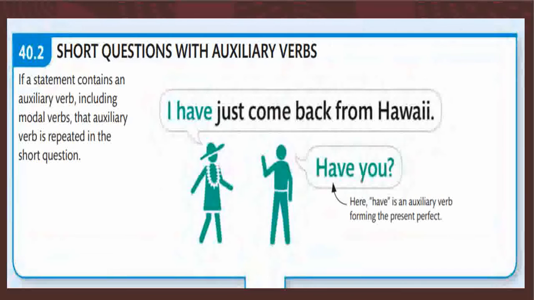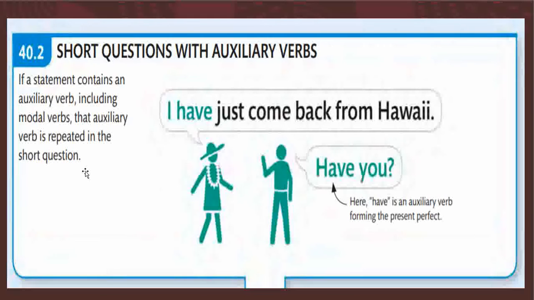Let us proceed to the next pointer. The next pointer regarding short questions is with auxiliary verbs. Auxiliaries, as mentioned, there are 11 in number: am, is, are, was, were, do, did, does, has, have, had. Now over here we are using the auxiliary have. If a statement contains an auxiliary verb, including modal verbs, modals are should, could, etc., that auxiliary verb is repeated in the short question.